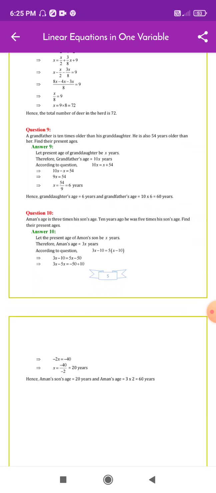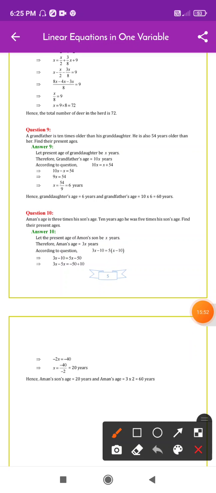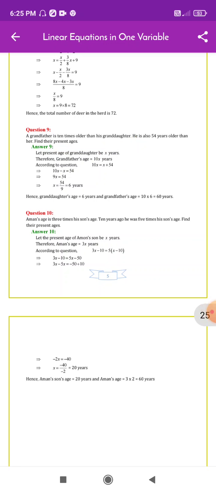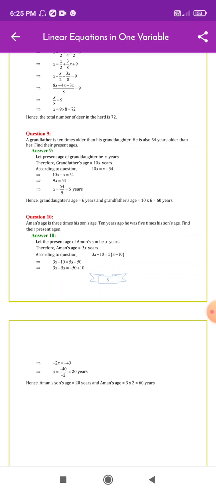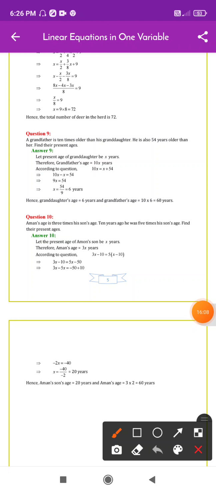So let the present age of the granddaughter be x years. Again I told you that whenever the question is asked, that should be taken as x. So we are taking x years. Yes or no? Next, grandfather's age, how much? Here it is told the grandfather is 10 times older. 10 times older means 10x. Yes or no? Yes. So we are putting 10x. Done. Now according to the question we have to make the equations.